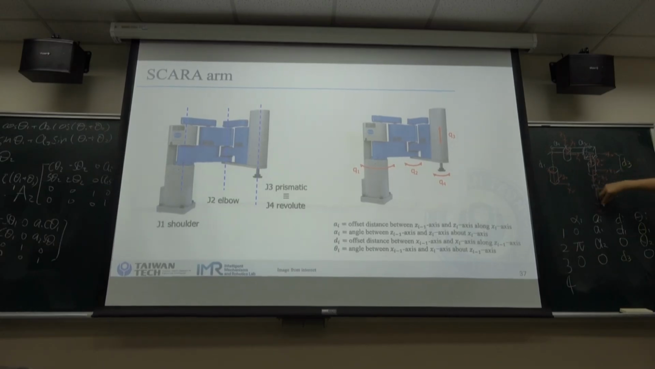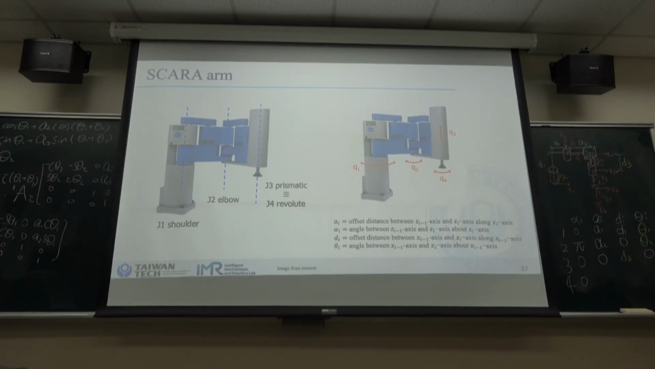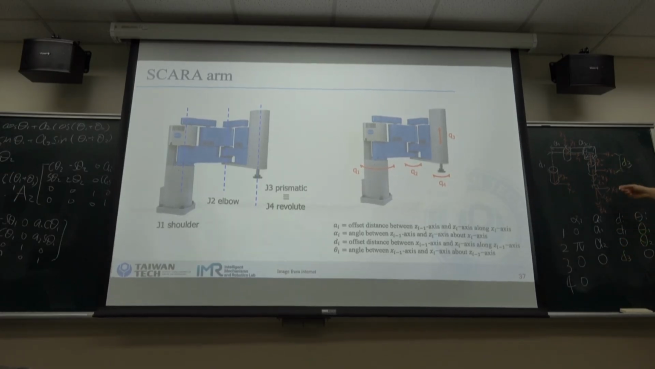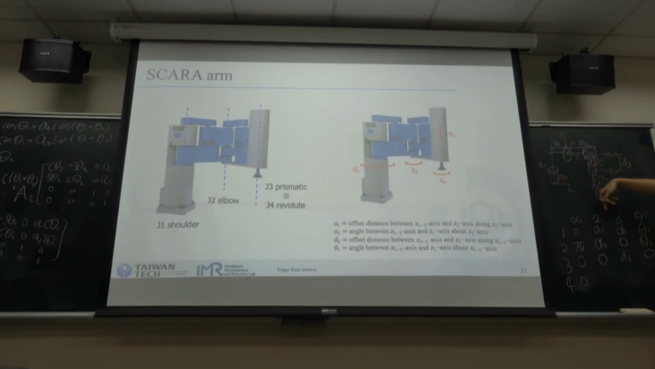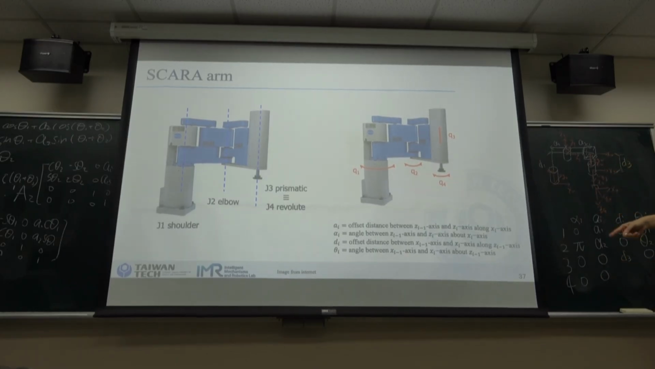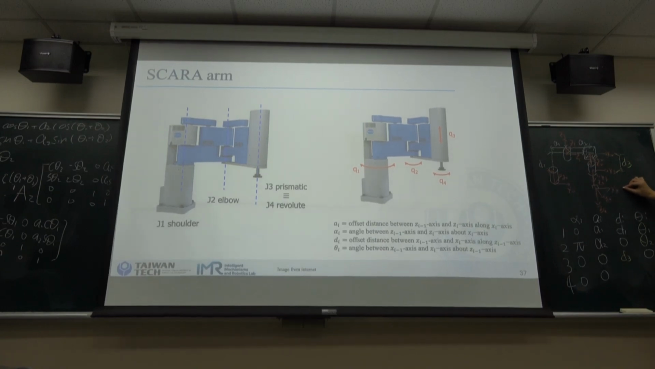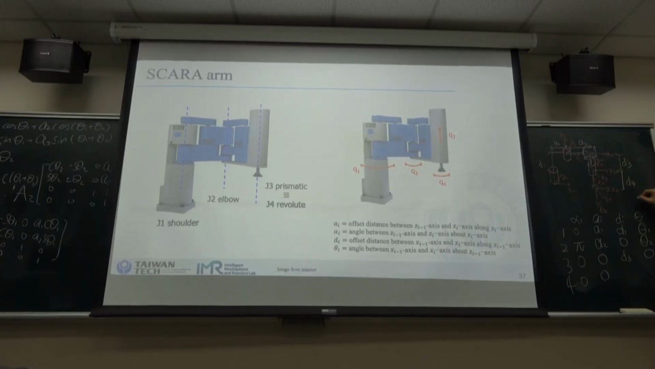And they are in the same direction, so it's 0. And for the A, it's Z4 and Z3, because they are in the same line, so there's no difference between them. And the D4 is the X4 and X3, and this is the difference between them. So here we can say it's D4.